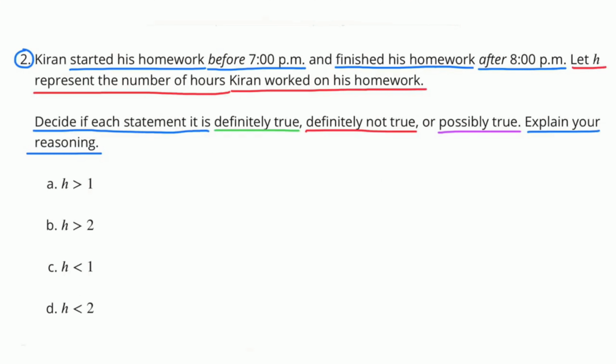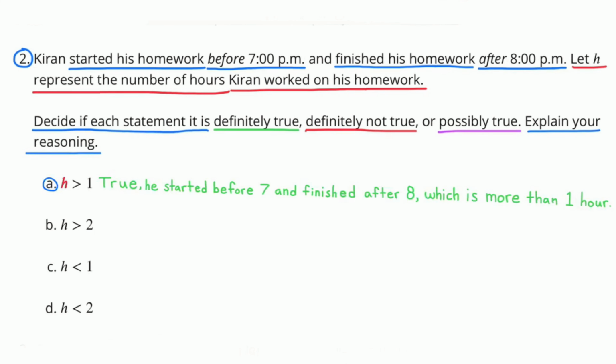Number 2. Kieran started his homework before 7 o'clock p.m. and finished his homework after 8 o'clock p.m. Let H represent the number of hours Kieran worked on his homework. Decide if each statement is definitely true, definitely not true, or possibly true. Explain your reasoning. A. H is greater than 1. That would be definitely true because he started his homework before 7 o'clock and finished his homework after 8 o'clock, which is more than 1 hour.